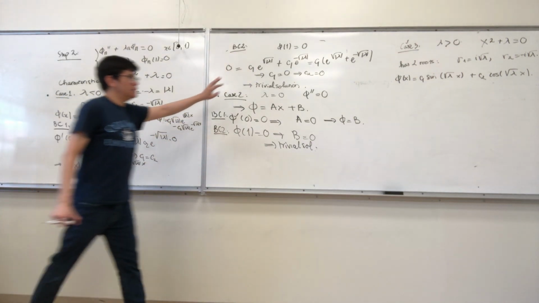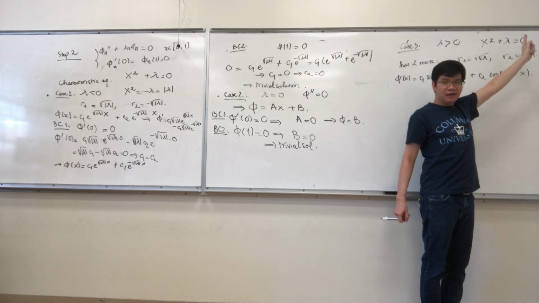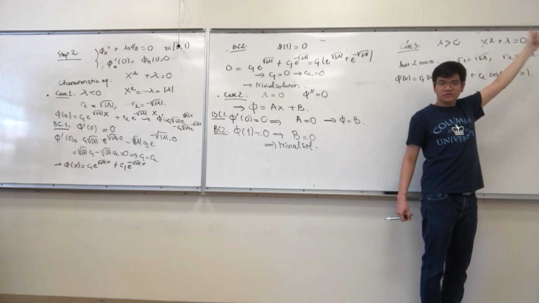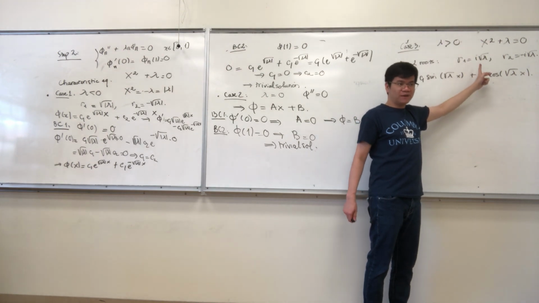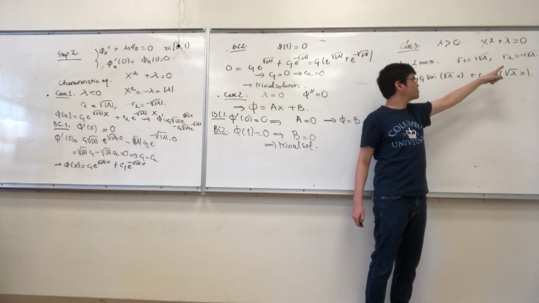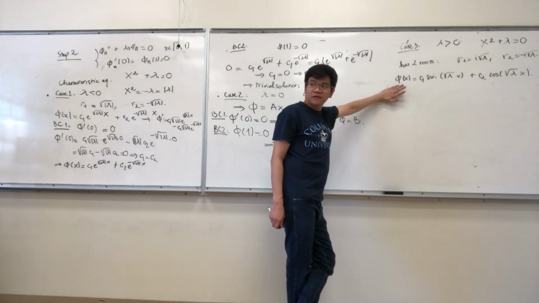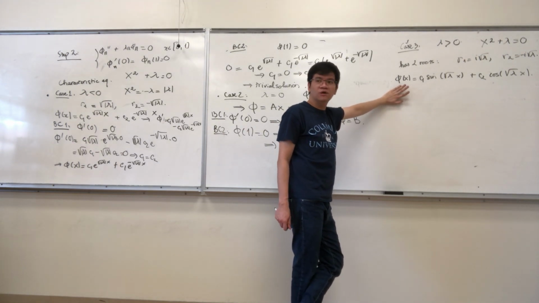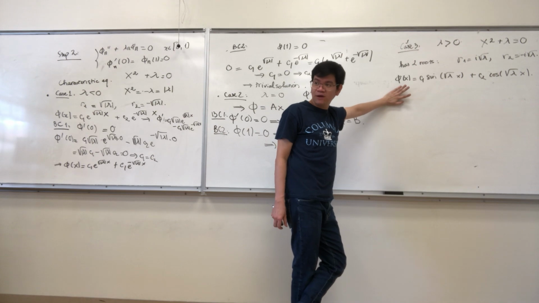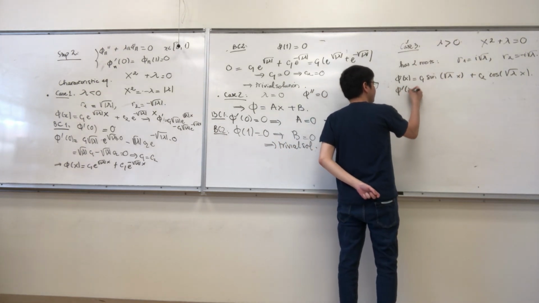I explain again. So in the last case, lambda is positive, so x squared plus lambda is 0 has 2 roots. The first one is i square root lambda, and the second one is minus i square root lambda. So the solution will be C1 sinus of square root of lambda x plus C2 cosinus of square root of lambda x, right? So now you want to use the boundary condition. So I compute the derivative.